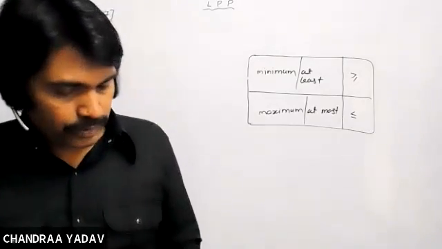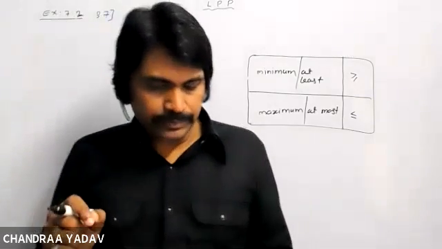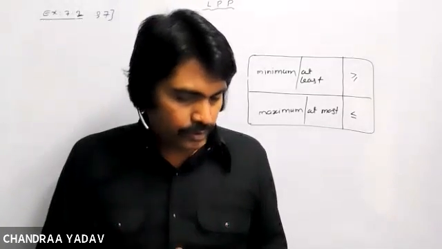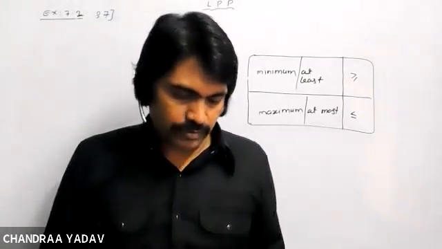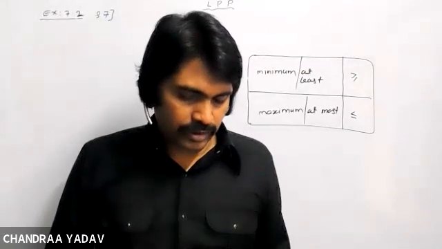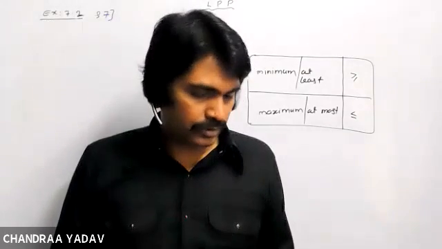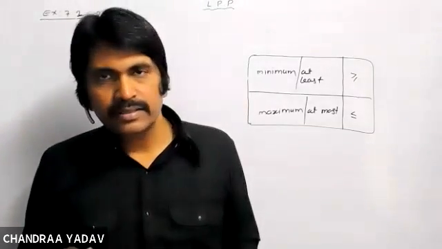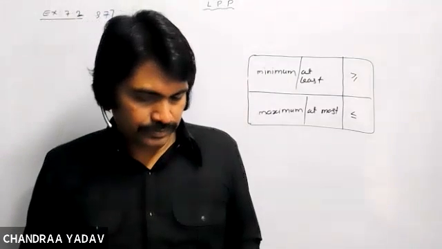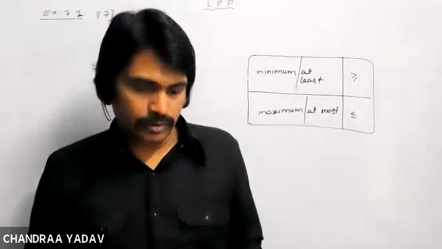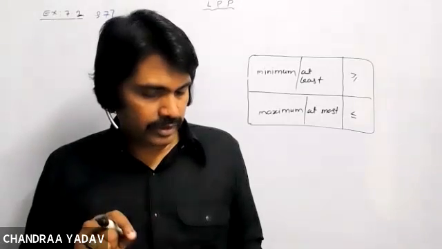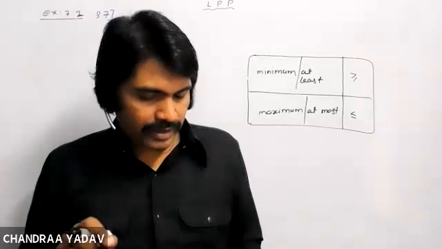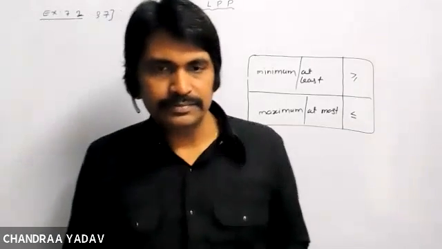A company produces two types of article, A and B, which require silver and gold. Each unit of A requires 3 gram of silver and 1 gram of gold, while each unit of B requires 2 gram of silver and 2 gram of gold. The company has 6 gram silver and 4 gram of gold. Construct the inequation. See what they're saying.